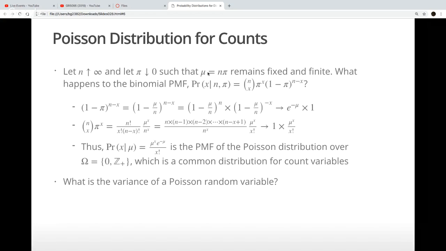Which was n times pi times one minus pi. So the n times pi we already worked out is mu. And the 1 minus pi, as pi goes to 0, goes to 1, and mu times 1 is mu. So the expectation and the variance of a Poisson random variable are the same number. It's going to be a positive number.